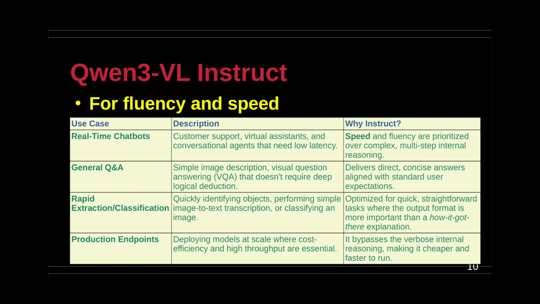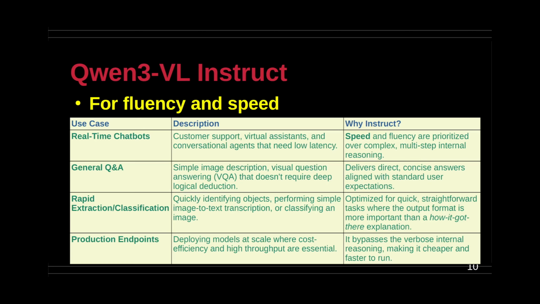An analogy is like asking a librarian for a book title. You want the title, not the librarian's entire history of how they filed it. Deployment and cost, production endpoints.